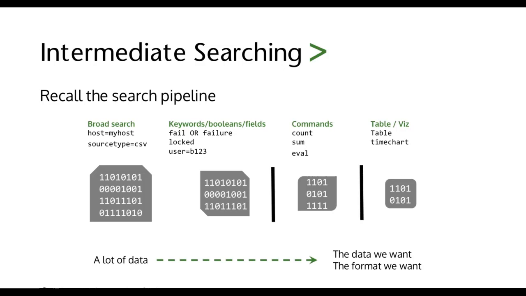Remember, we start with a broad search, some sort of metadata search, like host equals my host, source type equals CSV, something like that. Then we can add in keywords, booleans, and fields: user equals B123, keywords like locked, boolean expressions like ors and ands, or nots. Then we can pipe that to some commands like count, sum, eval, and finally we can pipe that to some sort of table or visualization.